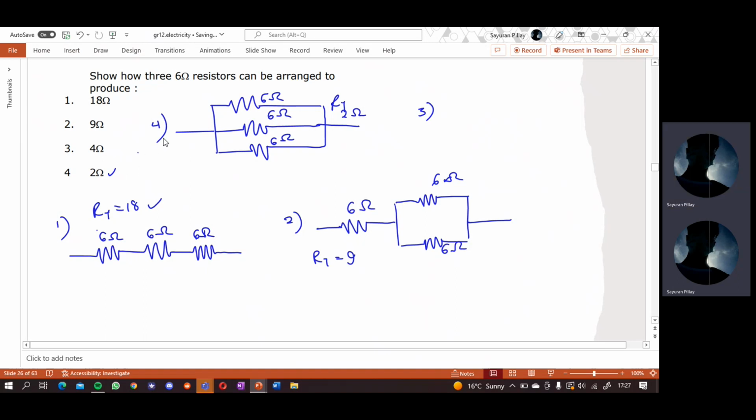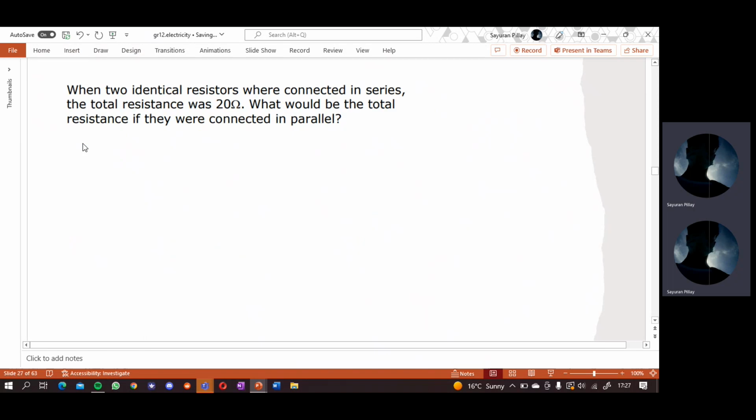Only 4 ohms. It is possible that they wouldn't have asked it. So how can you arrange 3 6 ohm resistors so that you get a total of 4 ohms, right? Just try and figure that one out, and we'll give you the answer when we're done with the solution set to these, right?